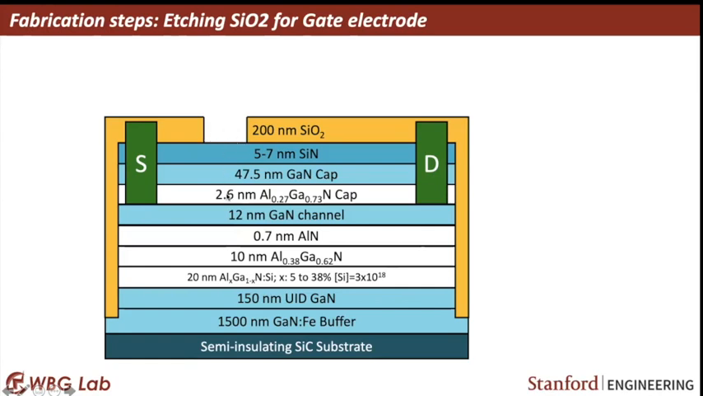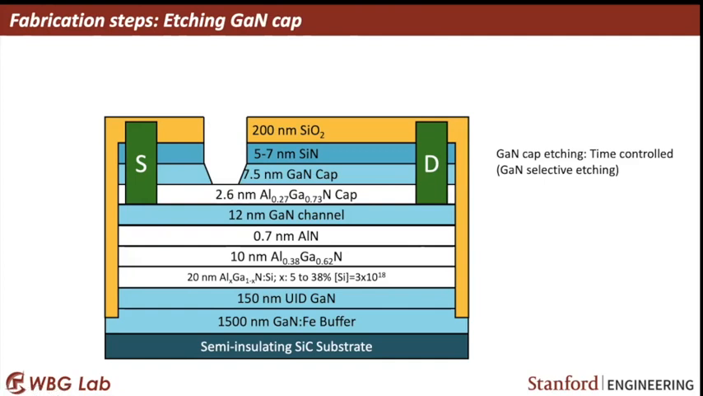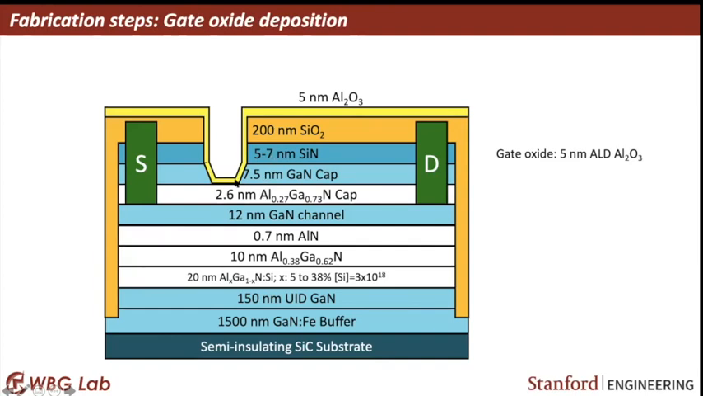The gate needs to control the channel, so the gate needs to reach here. So step by step we remove each of these layers. And then, before putting a gate, we put a gate oxide. If we directly put another material here, there will be a leakage. We don't need the gate to leak. We don't want any current to come from the gate. We want the gate just to control it.